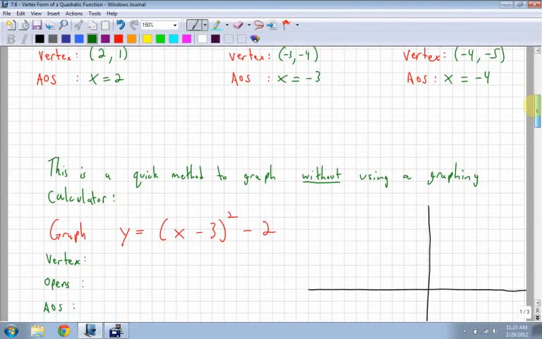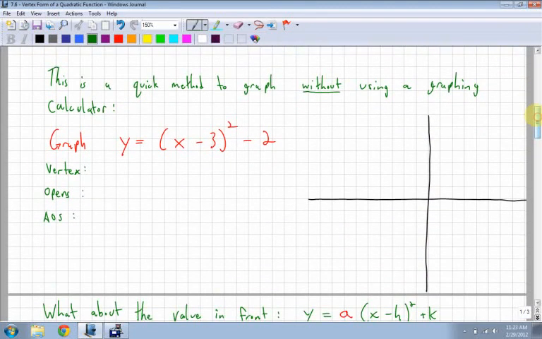Alright, so why would we ever want to do this? Well, there's a quick method to graph without using a graphing calculator. Back when I was in grade 11 and 12, we were not allowed to use a graphing calculator. They weren't really available. When I was in grade 12, we had them, but we weren't really allowed to use them in grade 11. So how would we graph these?